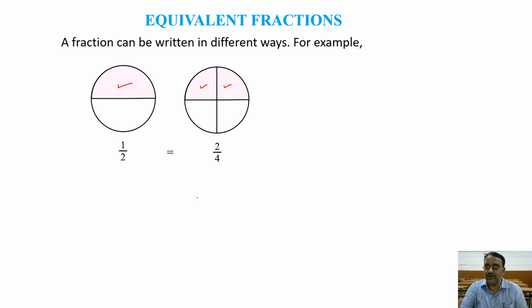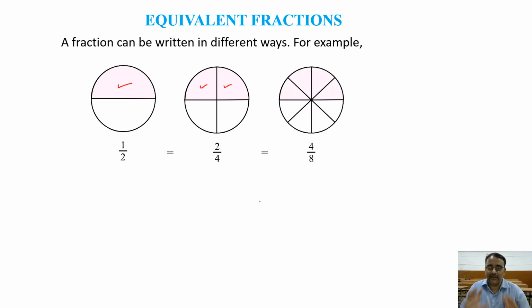Now let us see one more way. इसको 8 equal parts में divide कर देते हैं. Now total equal parts is 8. How many parts are shaded? 1, 2, 3, 4. And here also what we are observing, same amount of part is shaded.